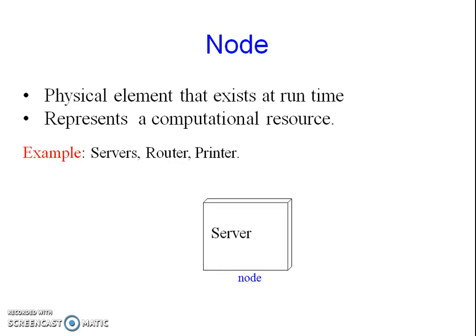Next is node. A node is a structural thing that exists at runtime. A node basically represents some computational resource, generally having at least some memory and often processing capability. For example, a server having some memory and processing capability to process something. Routers and printers may all be considered nodes. Basically, nodes are used to deploy the components, so that's why they exist at runtime.